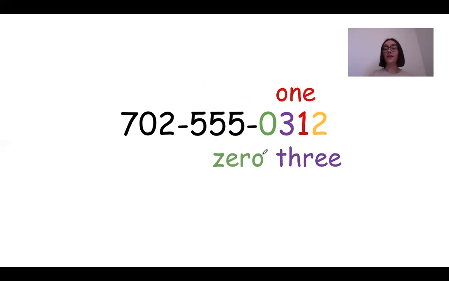Now, the last four numbers in the phone number are 0, 3, 1, 2. So we have 0, Z-E-R-O, 0. 3, T-H-R-E-E, 3. 1, O-N-E, 1. And 2, T-W-O, 2. So that's the whole phone number.